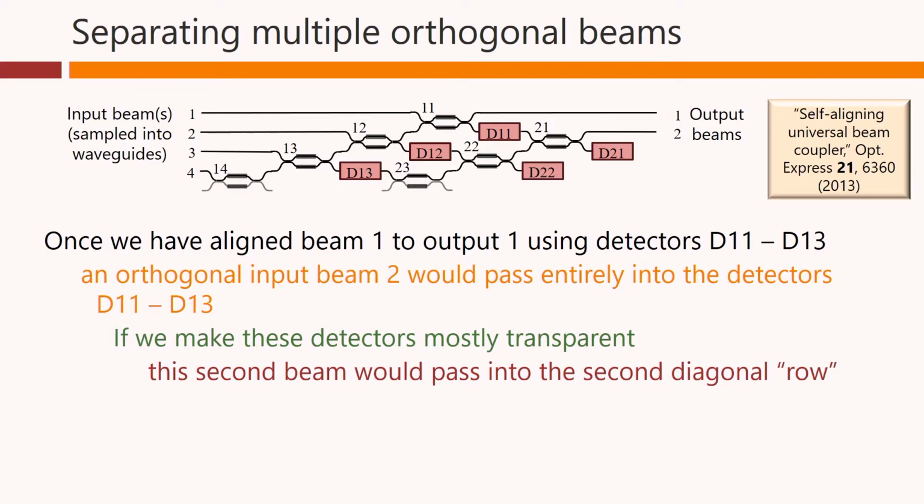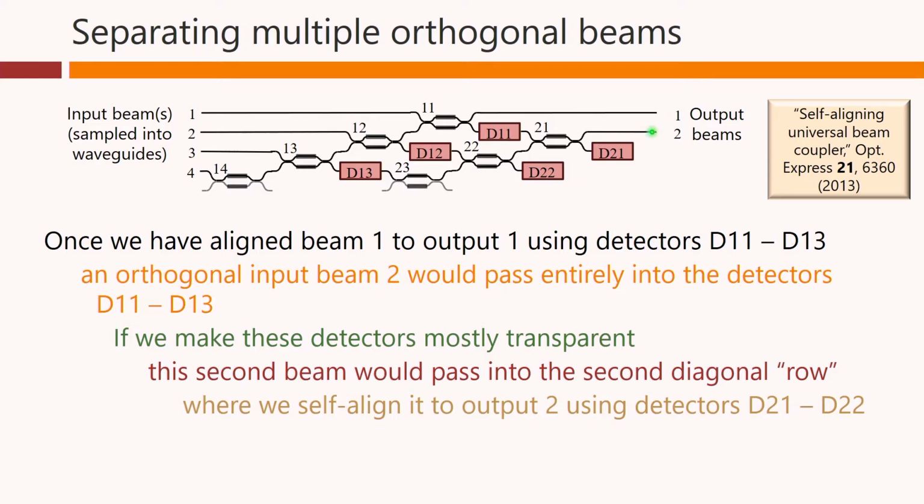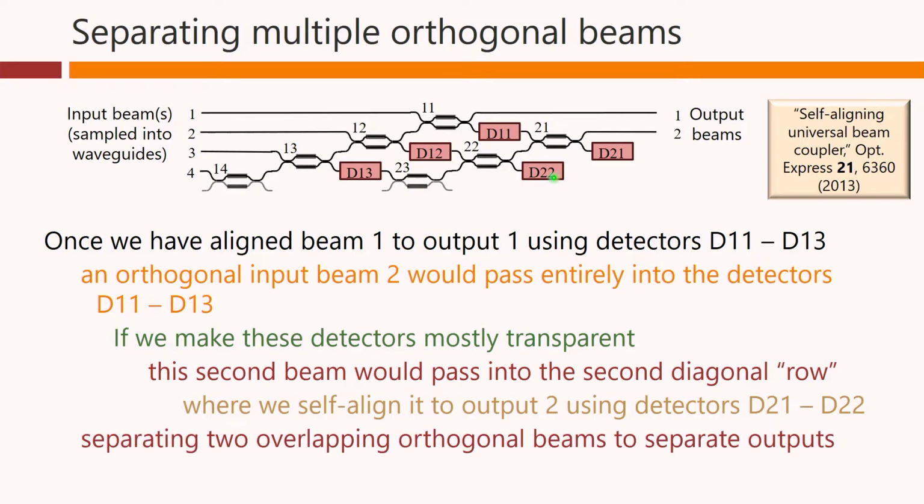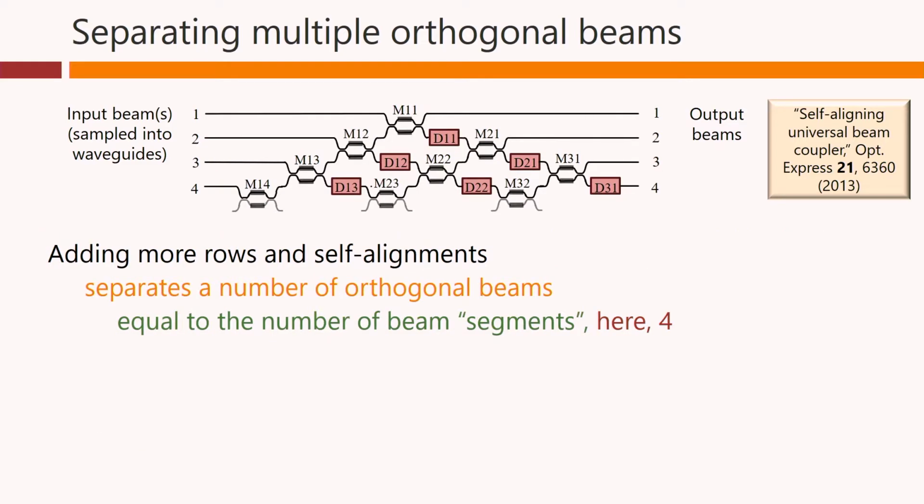If we make these detectors mostly transparent, all of this second beam would actually pass into the second diagonal row. That is, this diagonal row of Mach senders, where we could self-align it to output 2 using power minimization in these two detectors. This would separate two overlapping orthogonal beams to separate outputs, which actually is something that we really did not know how to do before. Adding more rows and self-alignments separates a number of orthogonal beams equal to the number of beam segments, here 4, the 4 waveguides.